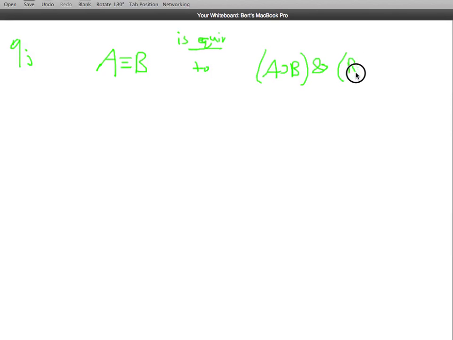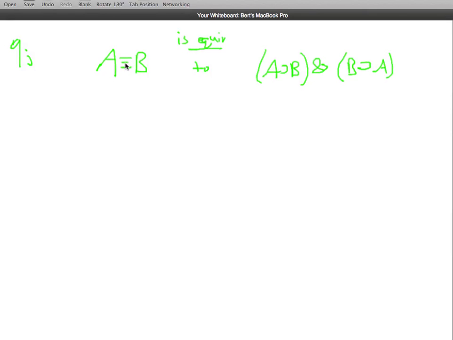Okay, so I want to claim that A if and only if B is equivalent to if A then B, and if B then A. So my claim is that these two sentences, this sentence here and this sentence here, are equivalent.